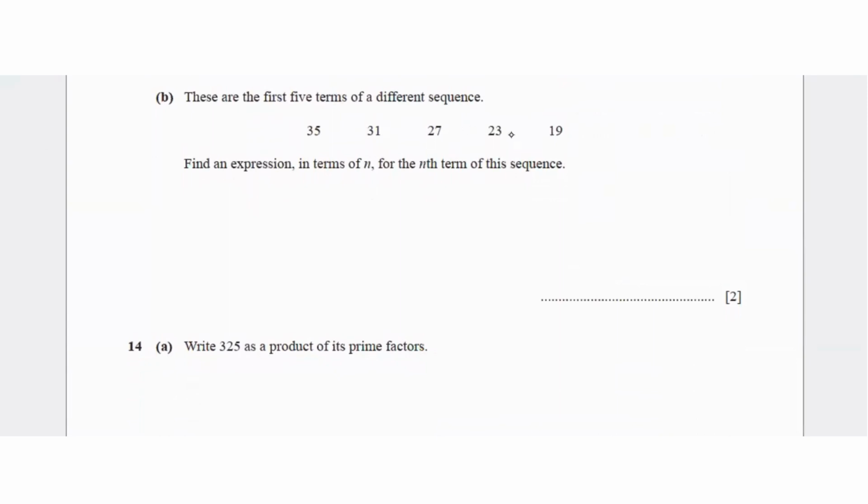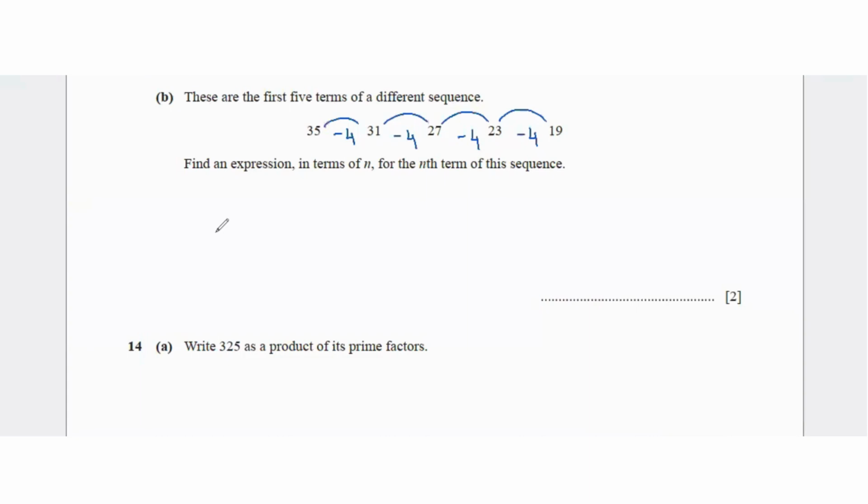Then for part B, it says, these are the first 5 terms of a different sequence. 35, 31, 27, 23, 19. Find an expression in terms of n for the nth term of the sequence. So let's first see if there's a common difference between all of these terms. 35 turns into 31 if we subtract 4. 31 turns into 27 if we subtract 4. Once again, 27 minus 4 is 23, and 23 minus 4 is 19. Hence, there's a common difference of -4.